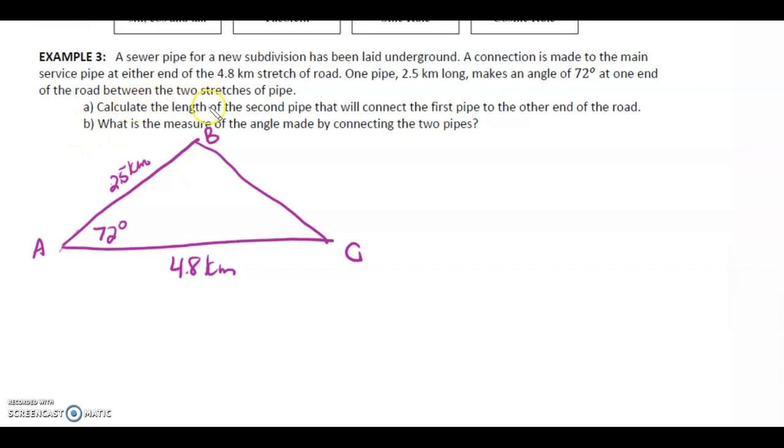Calculate the length of the second pipe, which is this one right here, that will connect the first pipe to the other end of the road. Well, it's saying length. The only length that we don't have is A. And then, what is the measure of the angle made by the two connecting pipes, we're going to solve for B. Let's focus on A first.